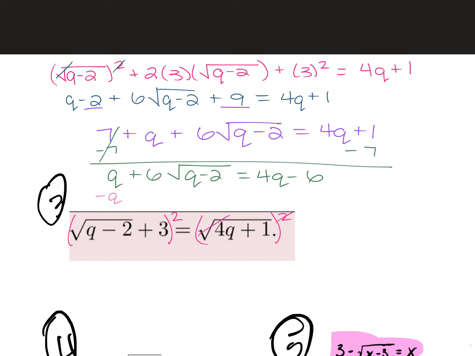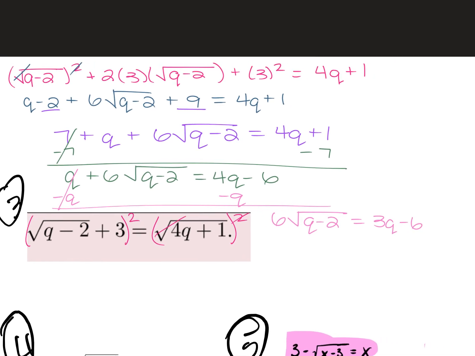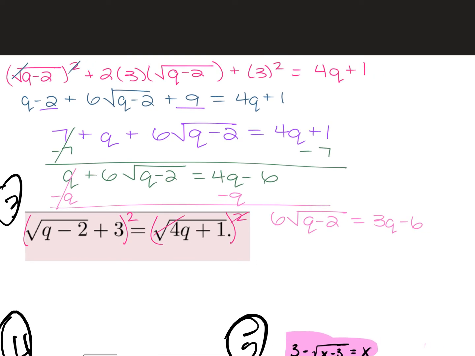So you're going to subtract it from both sides. That's going to give you 6 square root q minus 2 is equal to 3q minus 6. From here, again, you're isolating that radical, so that 6 that's in front of it has to move over to the other side. So divide each side by the 6. You're going to have the square root of q minus 2 is equal to 3q minus 6 over 6.